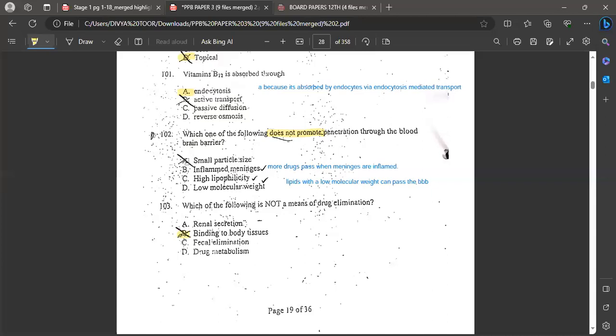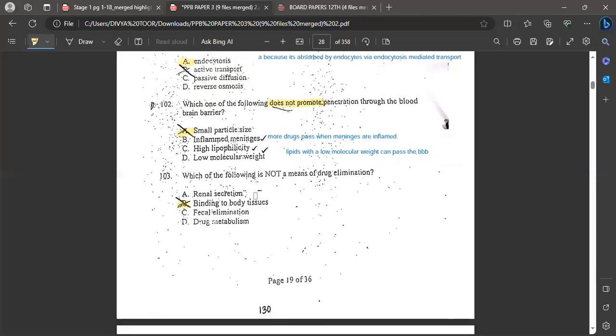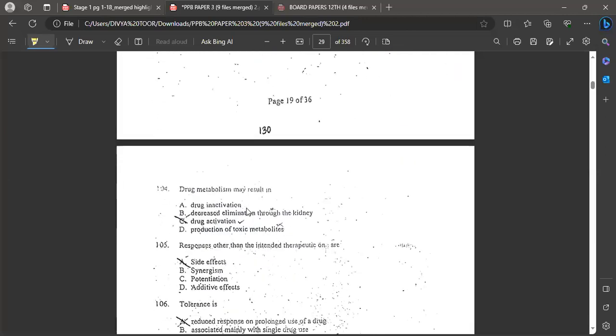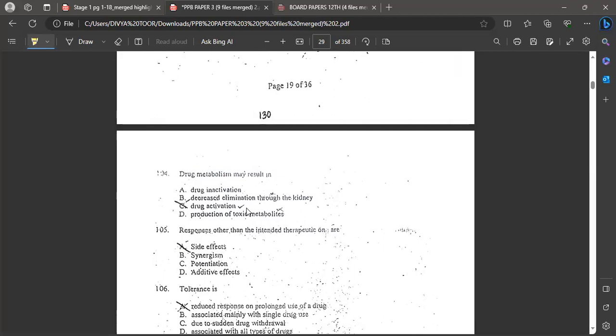Yeah. Okay, so which of the following is not a means of drug elimination? There is renal secretion, binding to body tissues, fecal elimination, and drug metabolism. I feel like this is right, binding to body tissues. Drug metabolism may result in drug inactivation, decreased elimination through the kidney, drug activation, and production of toxic metabolites.